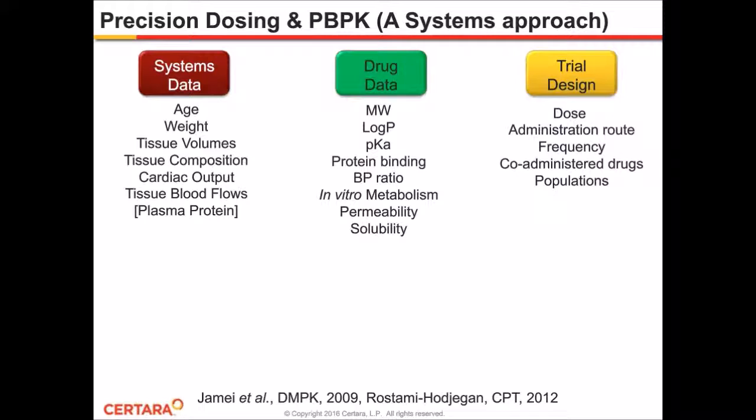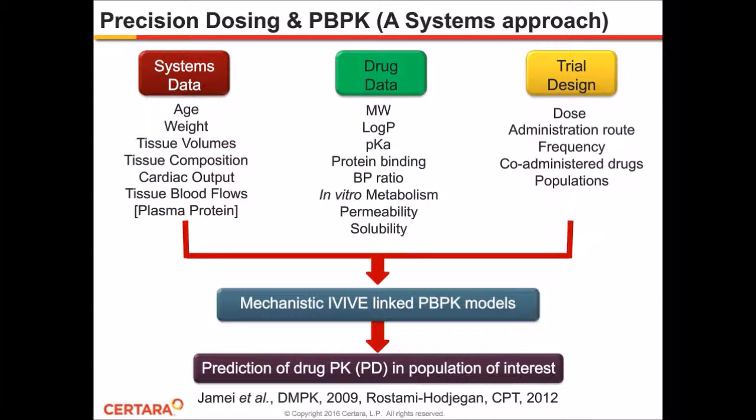So this information is then combined within the simulator, and using various algorithms, the PK and PD of the drug in the population of interest are predicted. The advantage of this systems approach is that changes can be made to any specific arm. So in other words, you can keep the drug data and the trial design constant and change the systems data, or you could change the drug and look at the behavior with the systems data being constant.